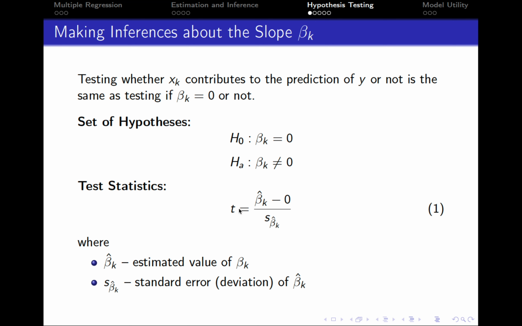After this, we can estimate the test statistic. So the t-value will be equal to the estimated value of beta minus the hypothesized value from the null hypothesis, which is 0, divided by the standard error or standard deviation of beta k.